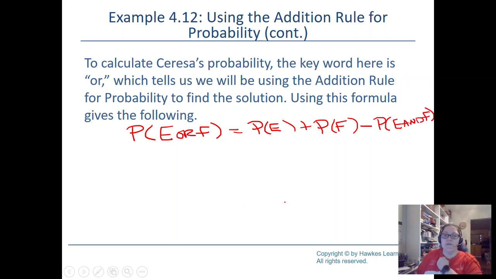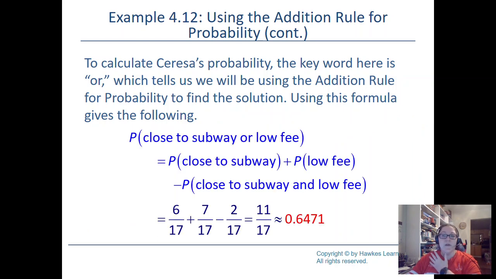Okay, so E and F are just generalized for the 2 different events that can be. Now, most of the time, these 2 different events do have a lot more words involved in them, okay? So let's take a look at this with the words. So the probability of being close to the subway or a low fee.